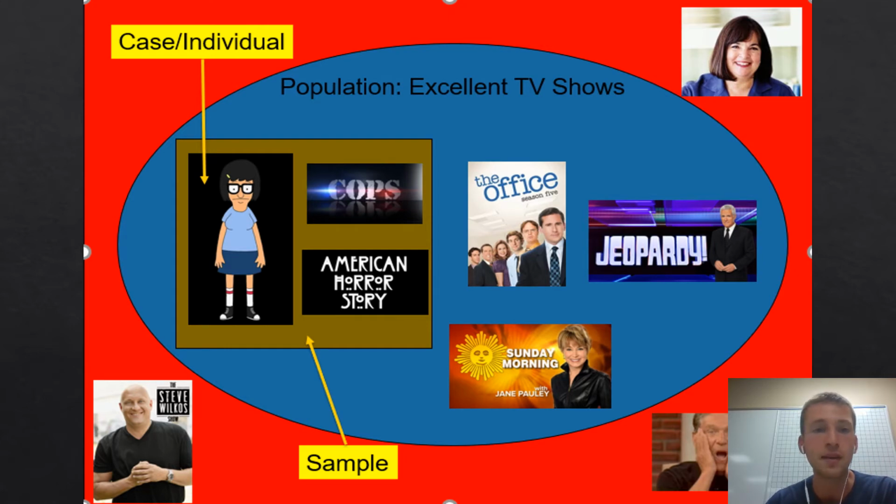So within our sample, we have individual cases or individuals. So Tina Belcher here, Bob's Burgers, great TV show. She's going to be our case that we're interested in, and she's a part of our sample, okay? Now for every population, there is a counter population where if you're not in the population, you're outside of the population. So of course, we all know there are excellent TV shows, and then there are really not excellent TV shows, and they are shown here in the red.